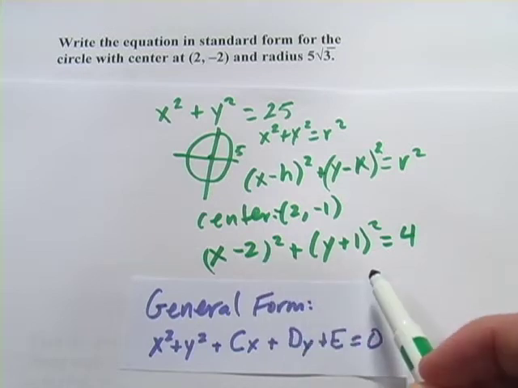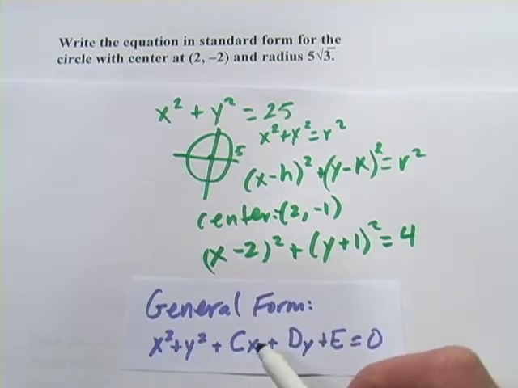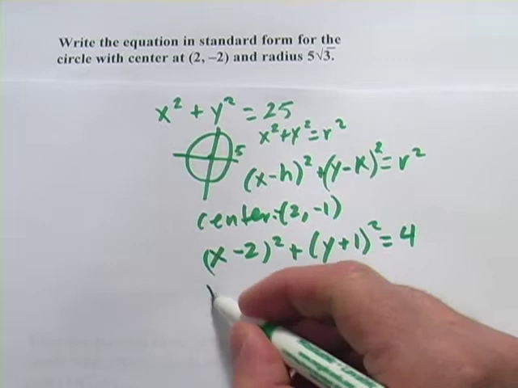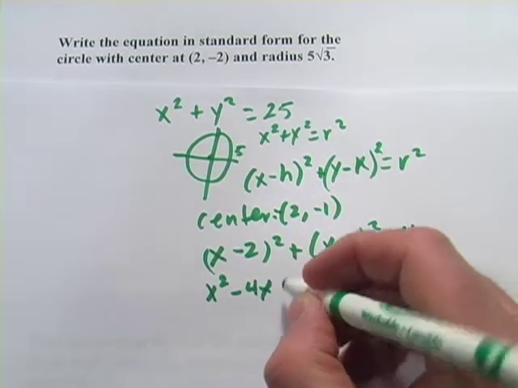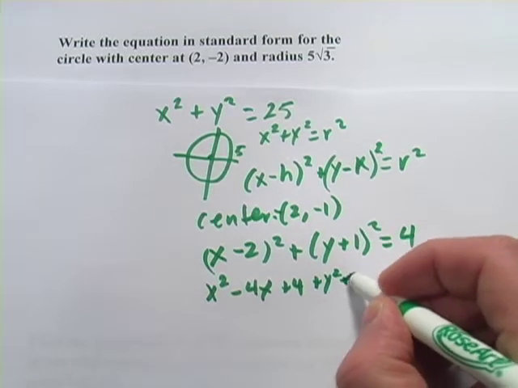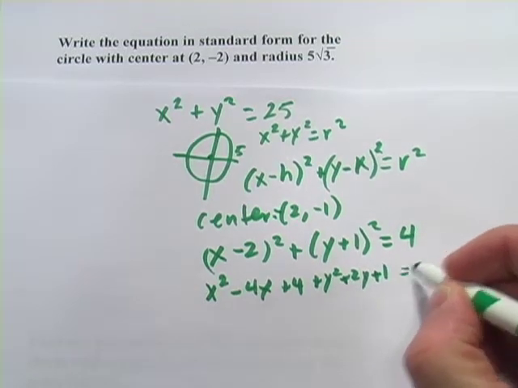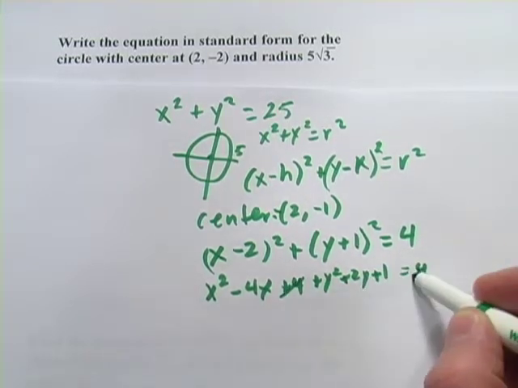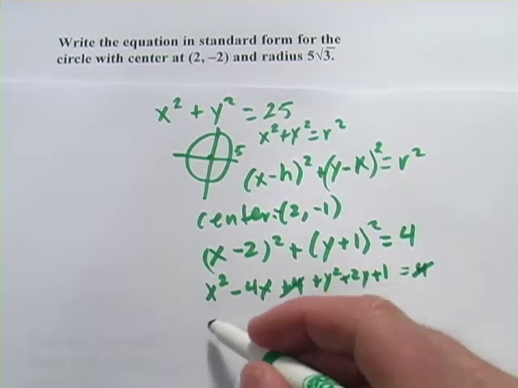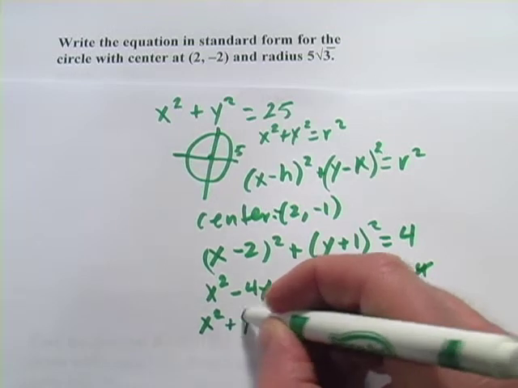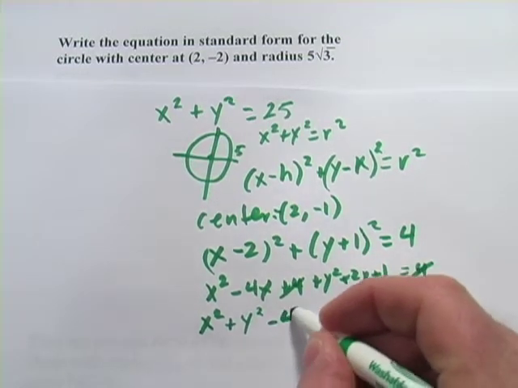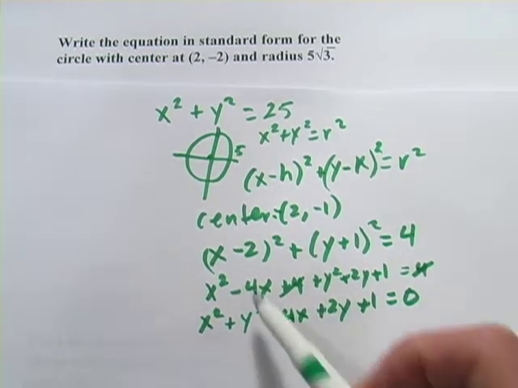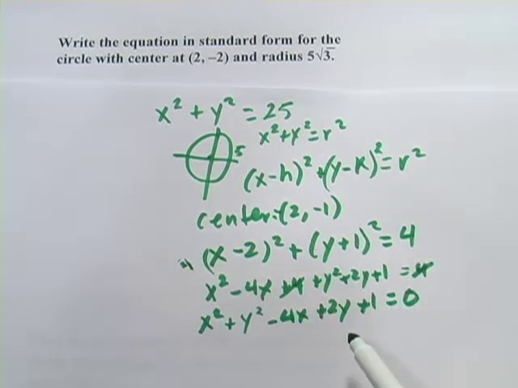But there's another form called the general form, and that's when you multiply these all out. You go ahead and do the squaring, and then you line them up: x squared term, y squared term, x term, y term, the number term, and you set it all equal to 0. If we were to do that with this one, we would get x squared minus 4x plus 4 plus y squared plus 2y plus 1 equals 4. We can combine our like terms here. So we've got a 4 over here and a 4 over here. If I subtract 4 from both sides, those cancel. And now we can just arrange our terms: x squared plus y squared minus 4x plus 2y plus 1 equals 0. So that's this circle in the general form.